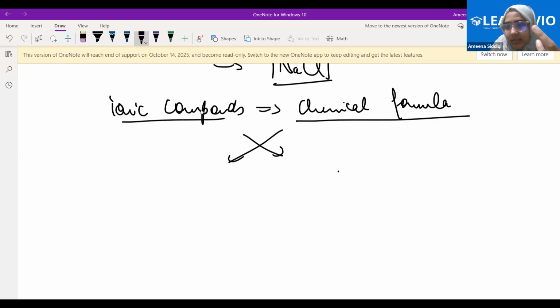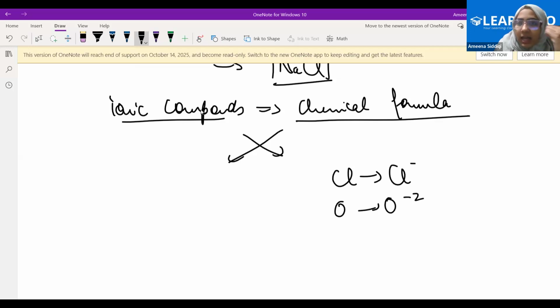Fine. So we will try to understand one thing so it's clear to you. Whenever we have a negative ion, I told you, let's suppose chlorine changes to chloride, oxygen changes to oxide. This is clear to you. Whenever we have an oxygen atom or oxygen atoms attached to a non-metal and that is forming a polyatomic ion, I repeat, a polyatomic ion, many atoms having a net charge.